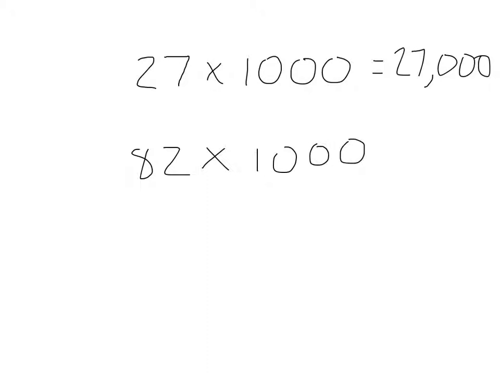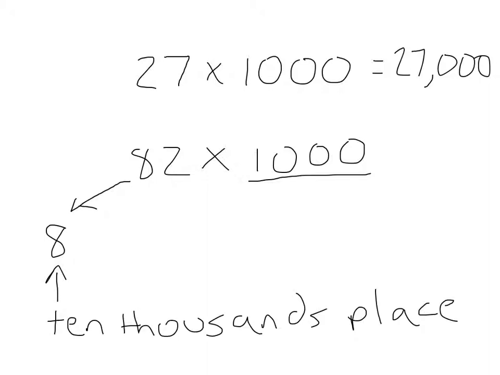So I'm not multiplying by 10. If I was multiplying by 10, I'd only move each digit over one place. Here I'm multiplying by 1,000, so we're moving each place over 3 places. That 8 is no longer in the tens place, nor is it in the hundreds place, not even in the thousands place, but it's all the way over in the 10,000s place. Its value is worth 80,000.